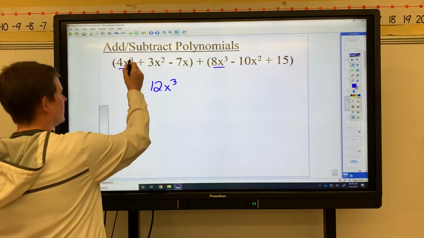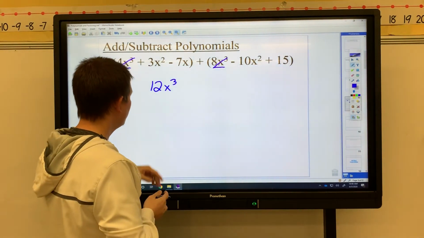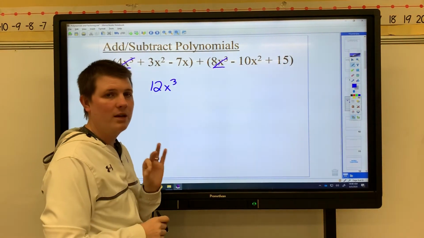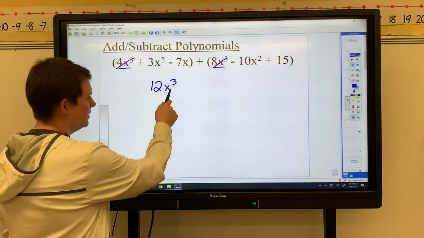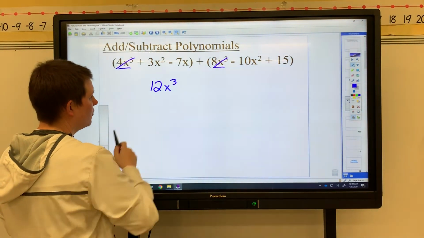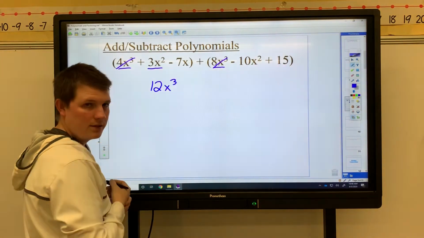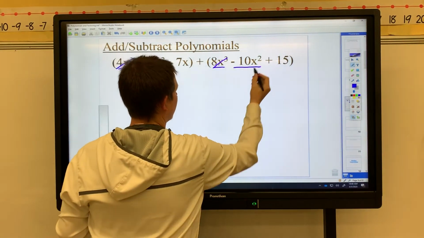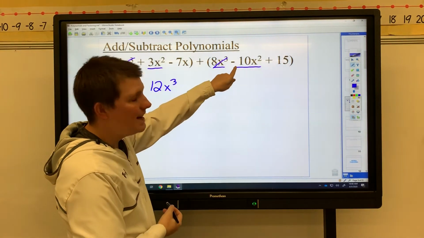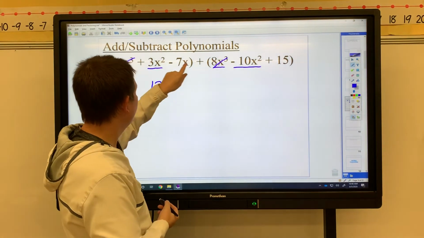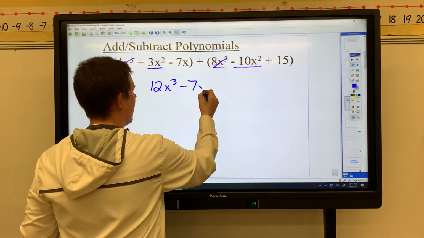Now what I like to do once I've used them is cross them out. That just helps me keep track. So I have x to the third. Remember, we want to keep it in order by degree. Talked about that in the last lesson. This is a degree of 3. So now I need the next degree, which is 2. Well, here I have x to the second, and I have another x to the second. So I'm going to add those together. 3 plus negative 10 is negative 7. So it's negative 7x to the second.